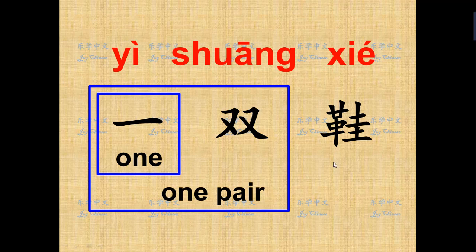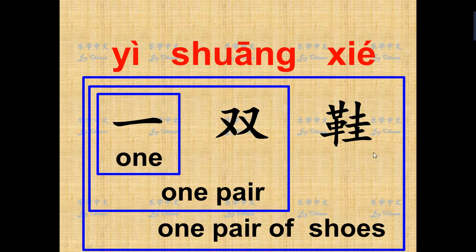And here I gave you another word. 鞋 is a combination of 西 and 耶 first tone. 西耶鞋 means shoes. So one pair of shoes. 一双鞋. So you can combine any word after 一双 to show one pair of something. You see here is how the character is organized. It's two things the same, means pair. 一双鞋.